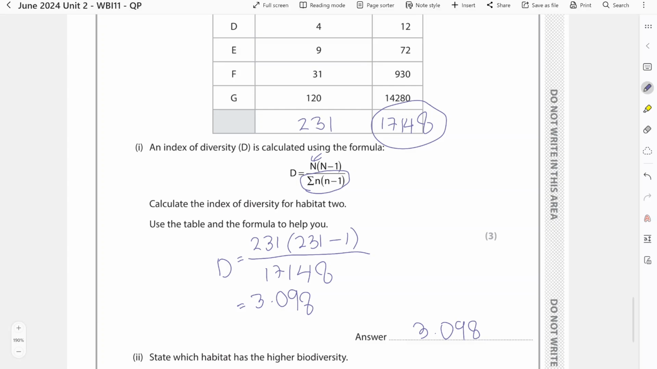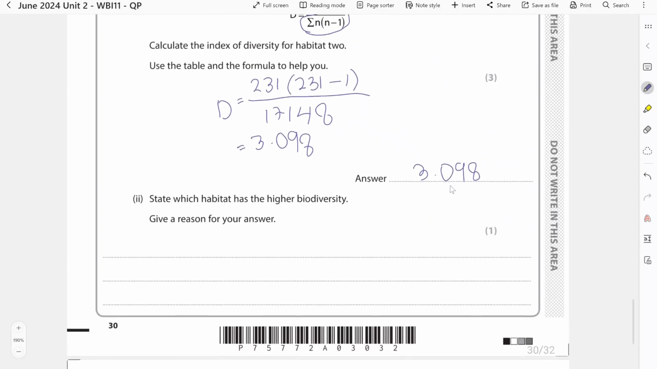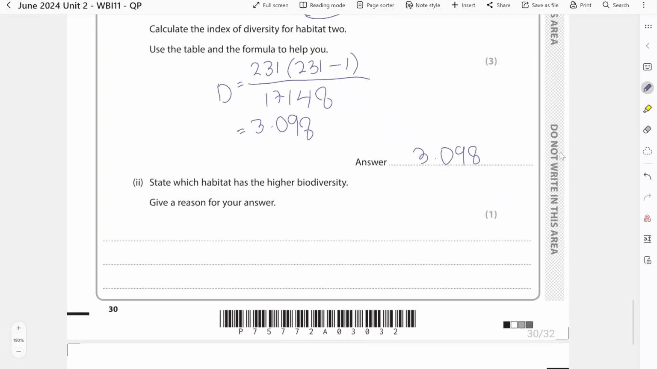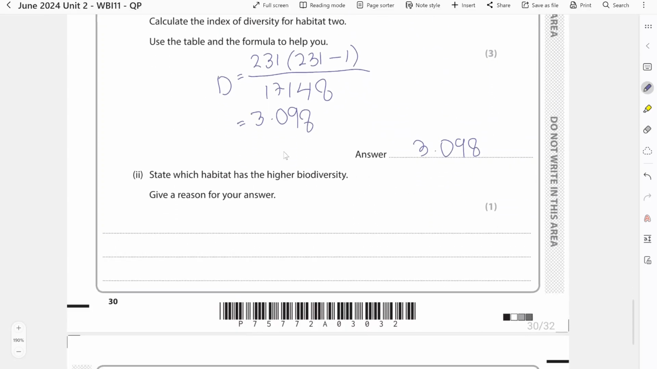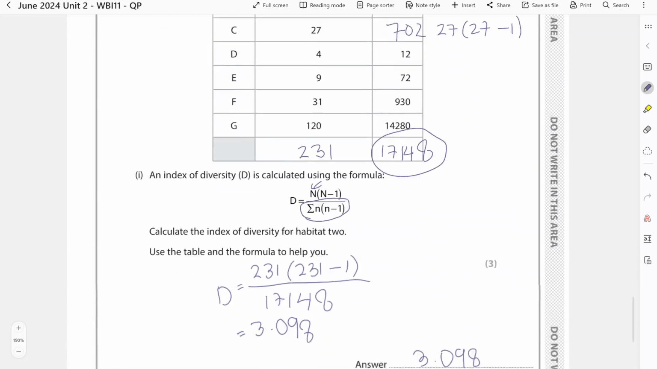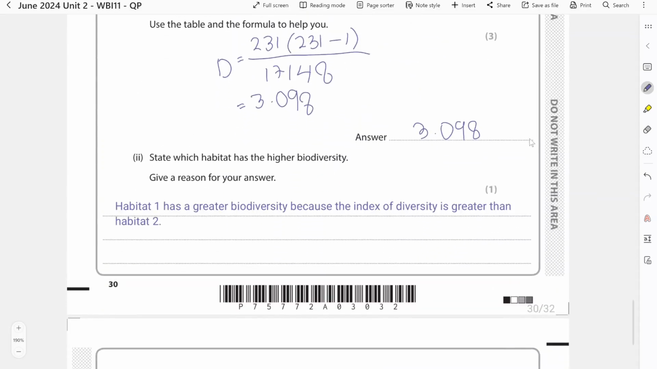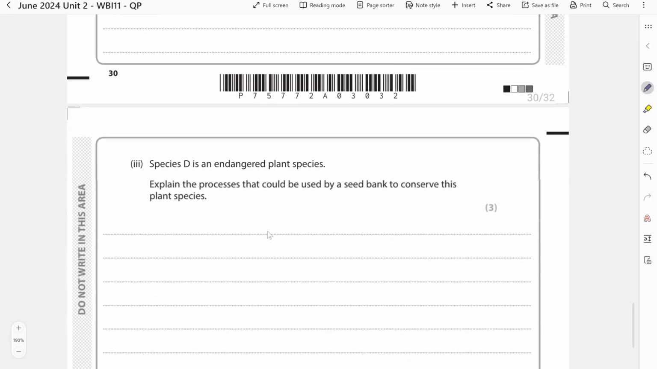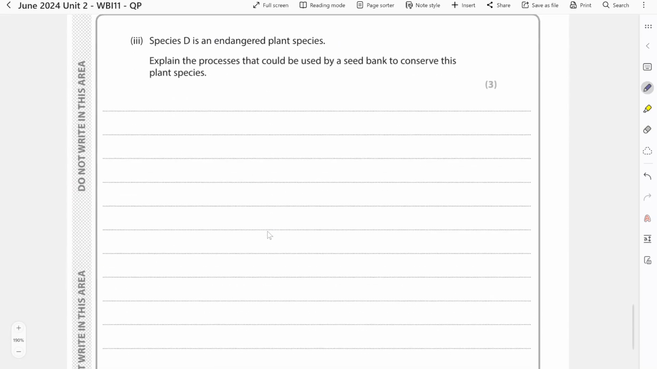Okay, and then the next part is state which habitat has a higher biodiversity, and that would be habitat. Hold on, so habitat 1 was 4.2. Yeah, so it would be habitat 1. All right, this is what I wrote. Habitat 2 has a greater biodiversity because the index of diversity is greater. Sorry, habitat 1 has a greater biodiversity. Okay, let's go to part 3.